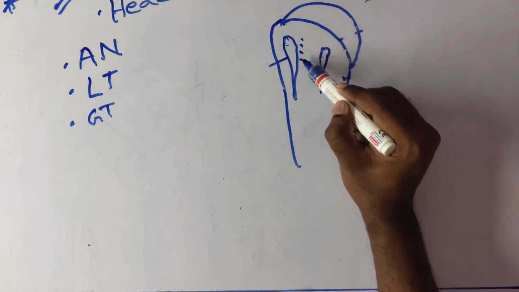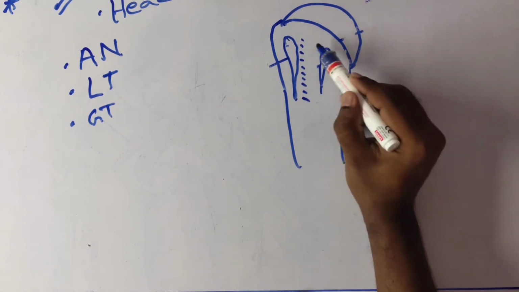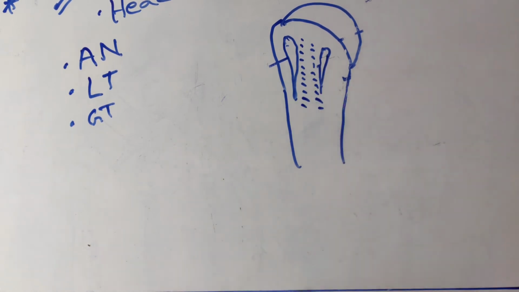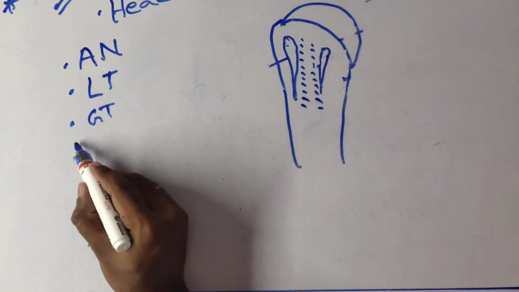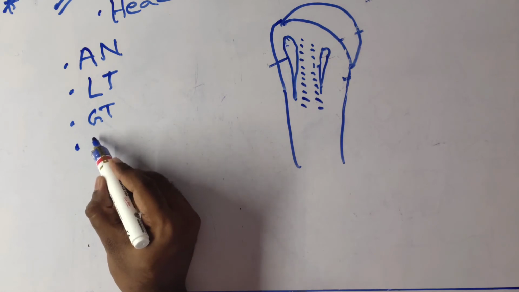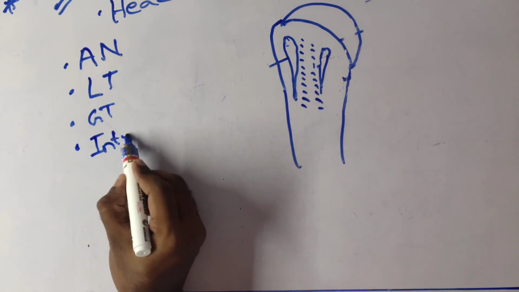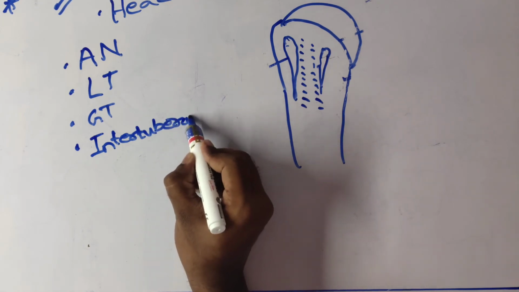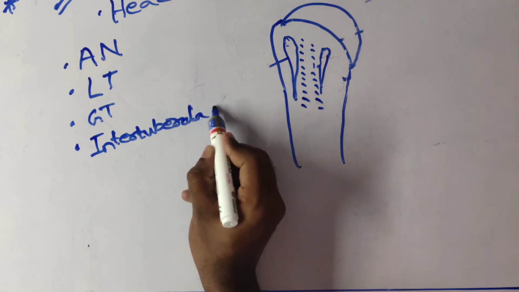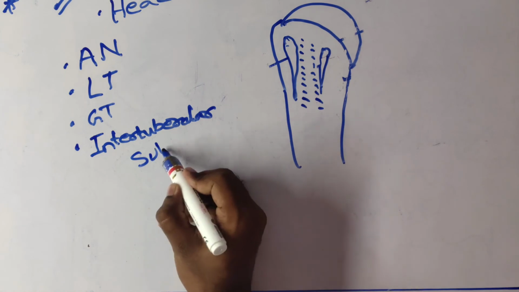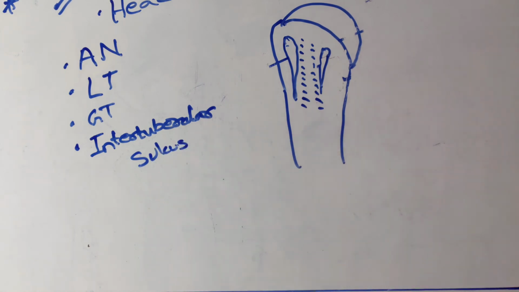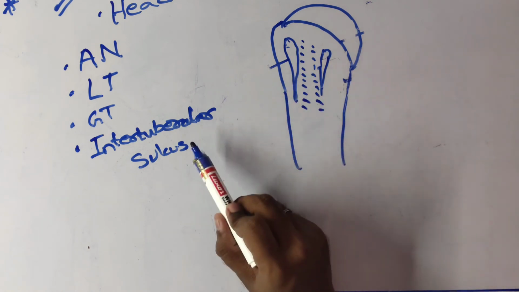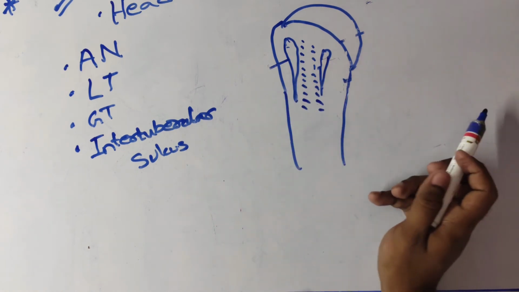The intertubercular sulcus separates both greater tubercle and lesser tubercle. Here we will write the point. Intertubercular sulcus. Intertubercular sulcus separates both greater tubercle and lesser tubercle.